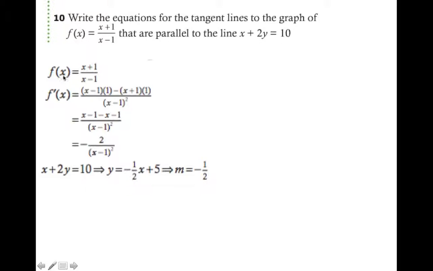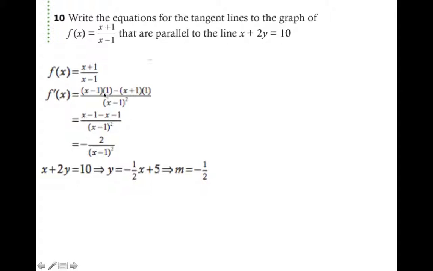Once we know this slope, we'll know the slopes of the parallel lines. So here's our function. Here's the derivative. Anytime we start talking about slopes, we should find the derivative. This is a function over a function, a quotient of functions. When we have a quotient of functions, we should use the quotient rule, which tells us bottom function times the derivative of the top, the derivative of this is 1, minus top function times the derivative of the bottom, which is also 1, divided by the bottom function squared.